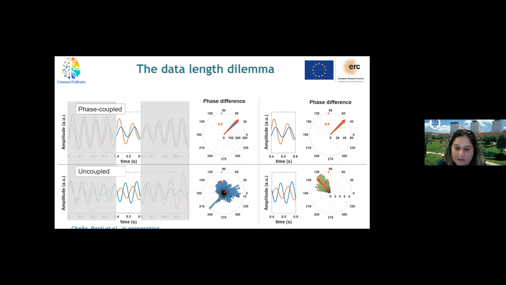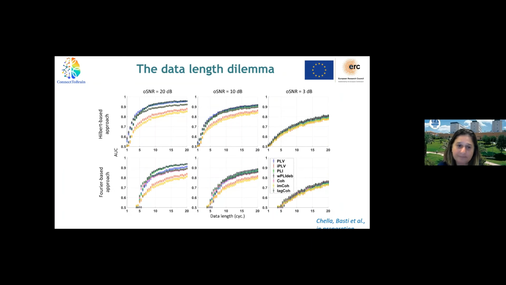So what we wanted to understand is what is the best that we can do in terms of studying this phase coupling using different connectivity metrics when we can only look at one window of our data, because we want to do it in real time, meaning while the data are streamed and acquired from the EEG system, and we only have a small amount of data at our disposal.